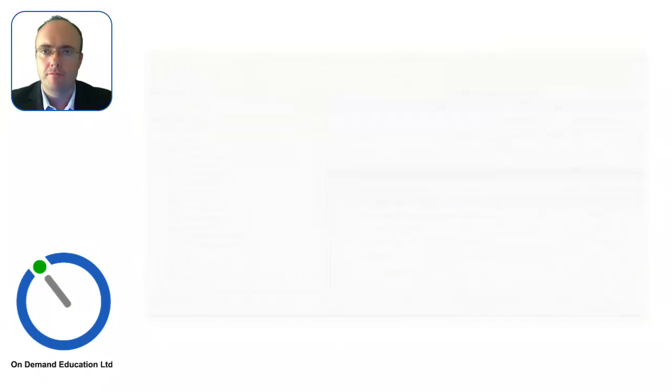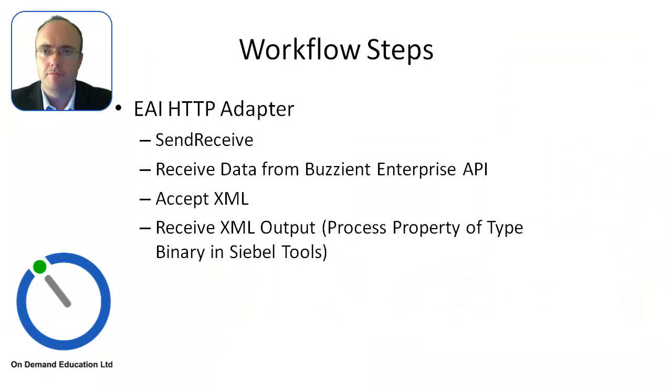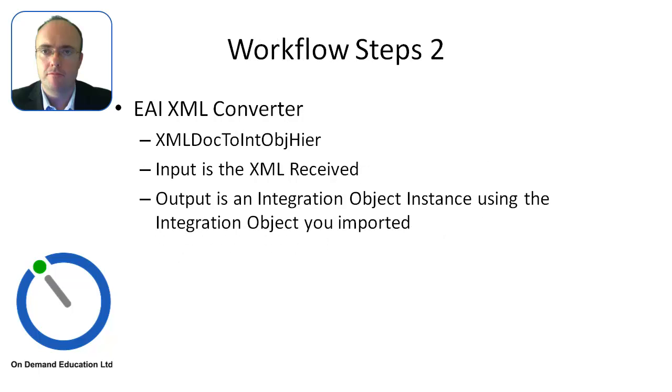Now we're pretty much ready to create our standard workflow using an EAI HTTP adapter with the send and receive method, and we will receive the XML data into a binary process property. And in our second step, just for demonstration, we will convert our XML document into an integration object hierarchy and show that all of the different properties of the post are now available to our workflow process and, by definition, to Siebel Enterprise.